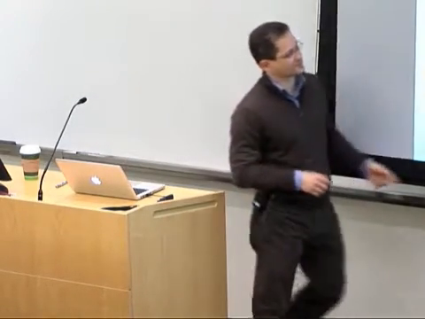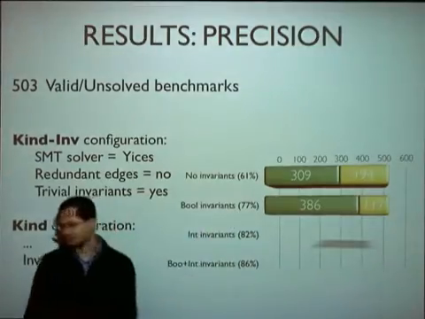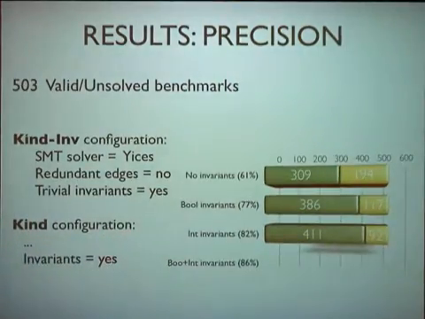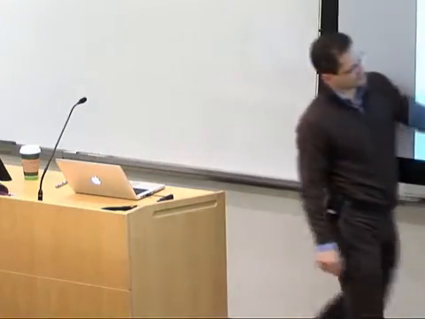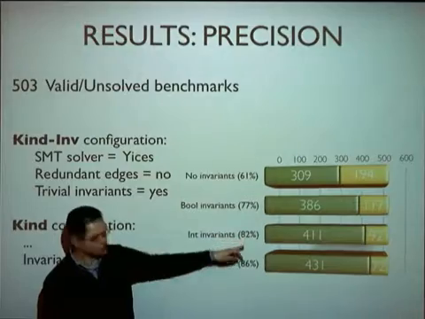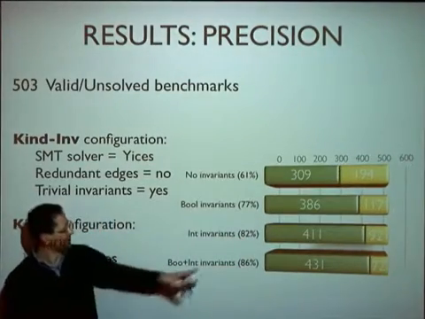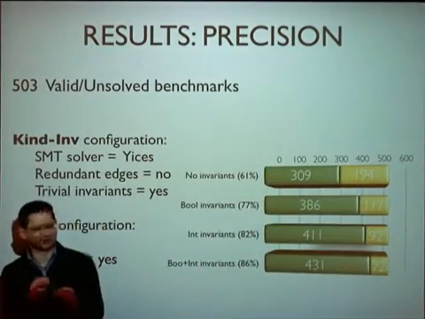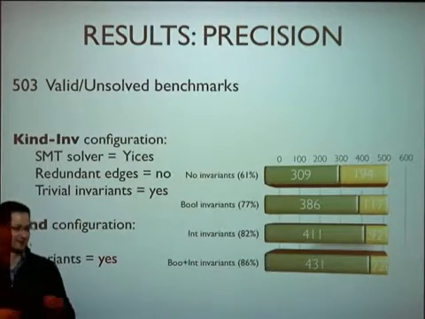That is, no invariants. If you throw in Boolean invariants, then we go from 61% accuracy to 77. With just integer invariants, we go to 82. If we put them together, we go to 86. This might not look too impressive with respect to these two. You only go from 82 to 86. But let me point out that integer invariants often contain Boolean invariants in them, and vice versa.